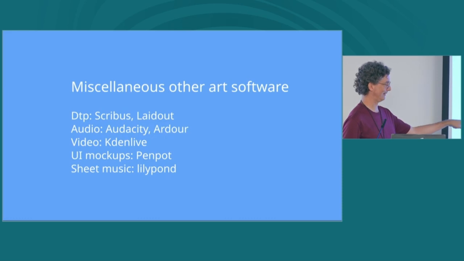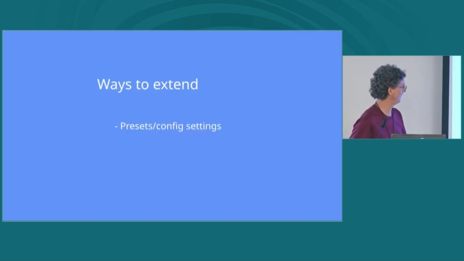Another weird one is LilyPond, a command line processor for MIDI music, so you can make sheet music out of just a file you throw at it. There's all kinds of other obscure open source graphics things, and a lot of them are purpose built for particular art projects, and sometimes they take off on their own and sometimes they don't. So that's kind of the scope of art software out there.